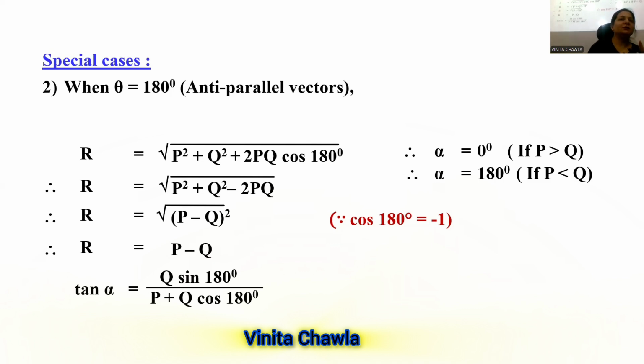Here we have a condition. Alpha is 0 degree if P is greater than Q, and alpha is 180 degree if P is less than Q. Just explain the meaning of this to me.